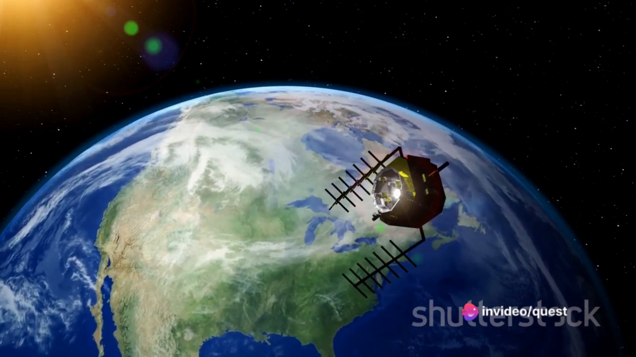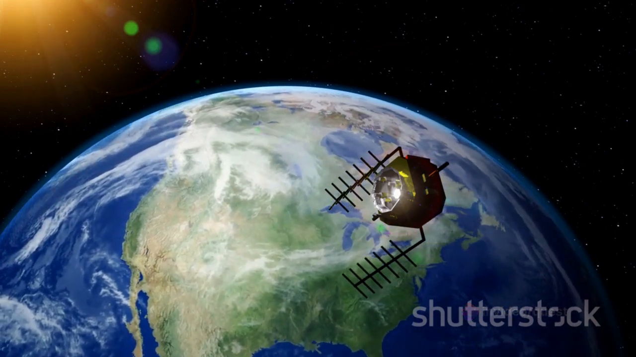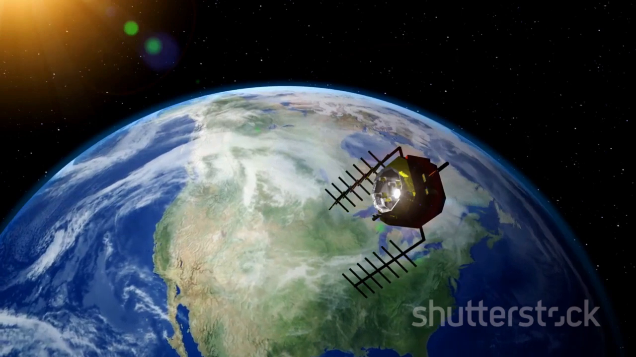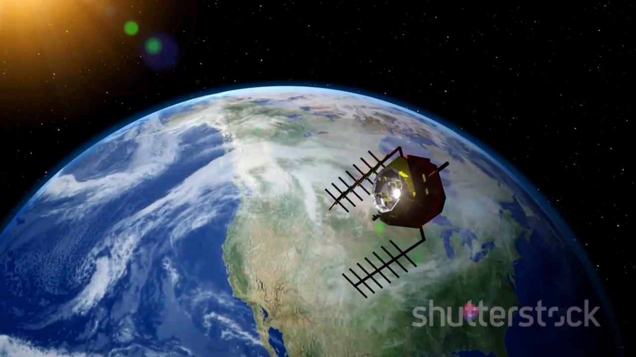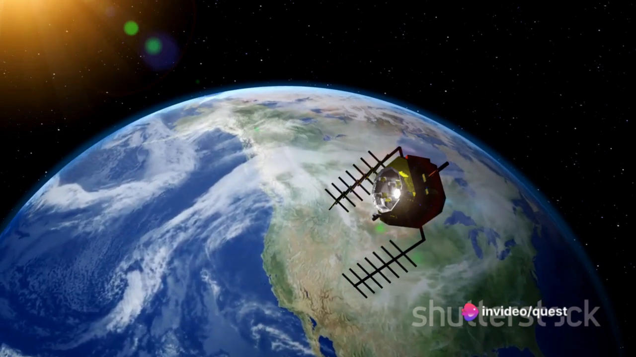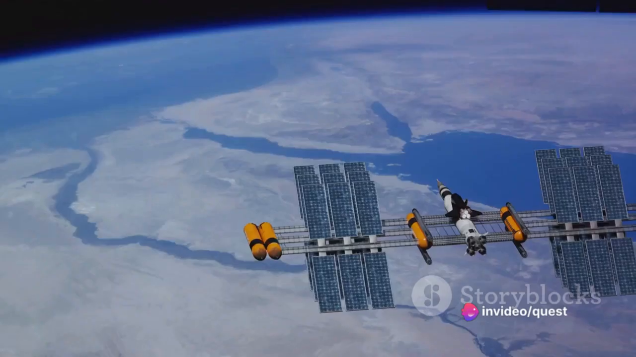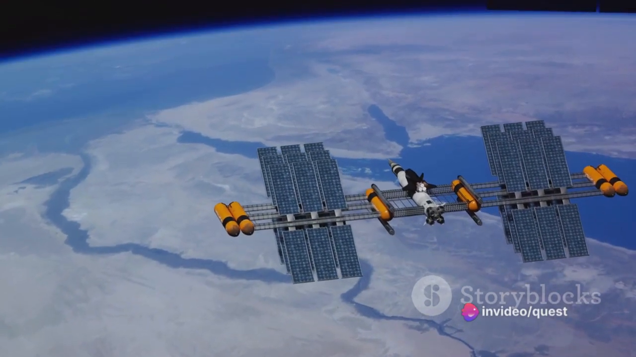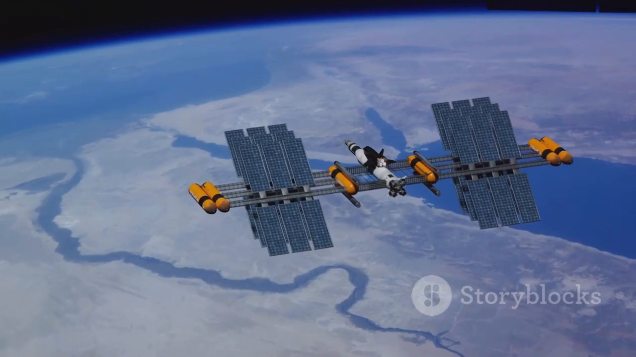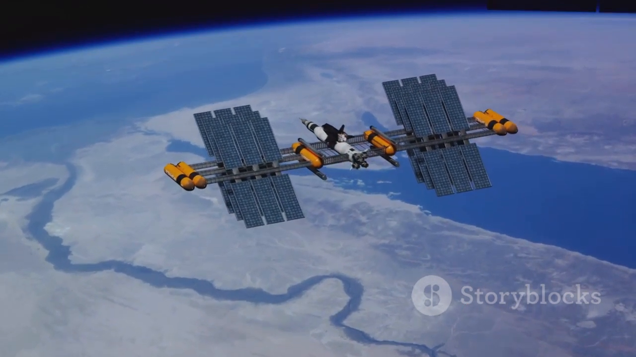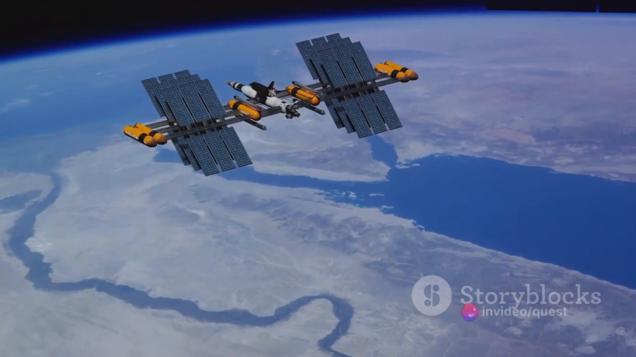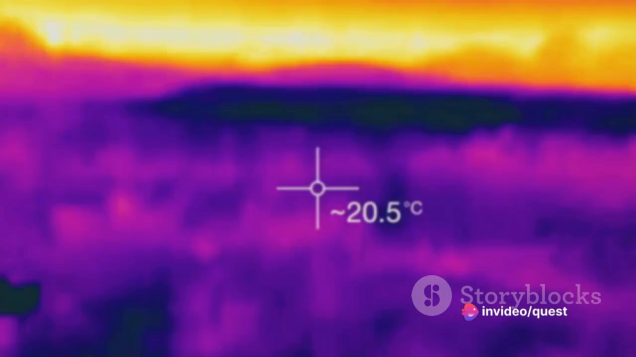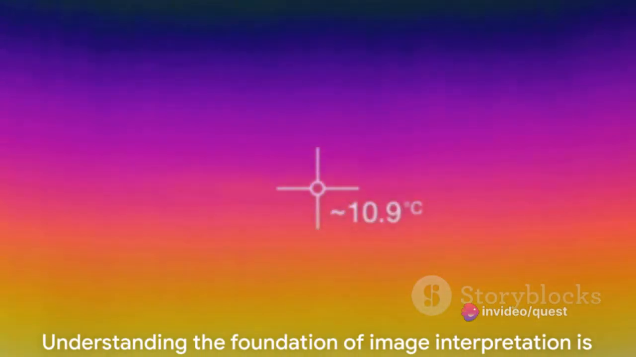The third principle is the recording of energy by the sensor. After the electromagnetic radiation interacts with surface materials, the reflected or emitted energy is detected and recorded by sensors on remote sensing platforms. These sensors are sensitive to specific ranges of the electromagnetic spectrum and can record the intensity of the energy they detect. This recorded energy is then used to construct images, allowing us to visualize the Earth's surface in ways that would be impossible with the naked eye.